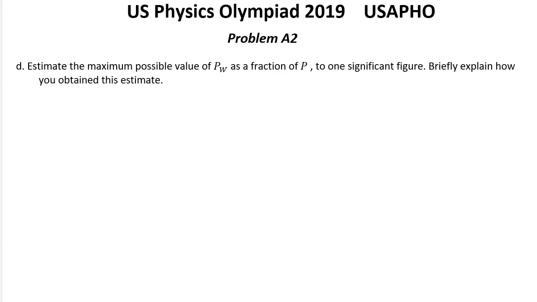Question D. Estimate the maximum possible value for Pw as a function of P to one significant figure. Briefly explain how you obtain this estimate. Solution. Mathematically, we have to investigate the behavior of this function at its maximum. We see that for x going to 0, it goes to 0, and when x goes to 1, it again goes to 0. First, we can just take the first derivative and try to set it equal to 0.